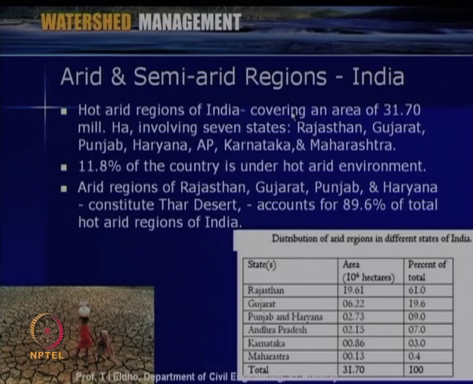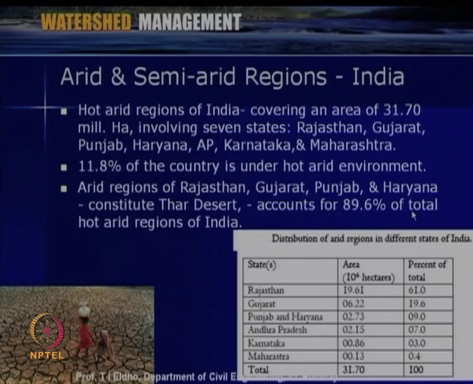For example, when we discuss India, the hot arid regions of India cover about 31.7 million hectares, mainly in 7 states, including Rajasthan, Gujarat, Punjab, Haryana, Andhra Pradesh, Karnataka and Maharashtra. About 11.8% of the country is under a hot arid environment, and the arid regions of Rajasthan, Gujarat, Punjab and Haryana constitute the so-called third desert, and this accounts for more than 89% of the total hot arid regions of India.